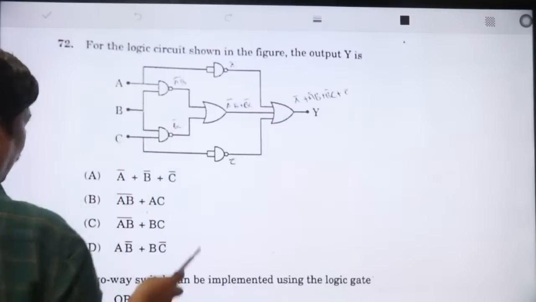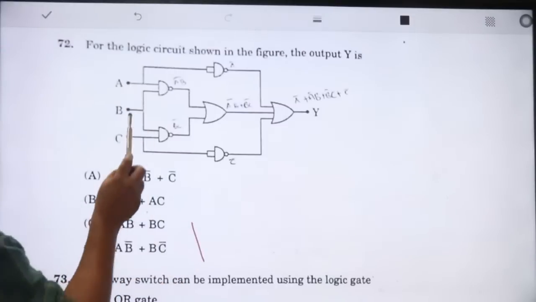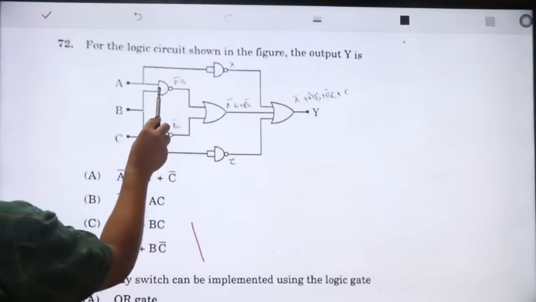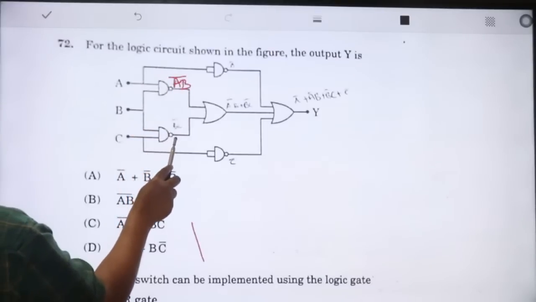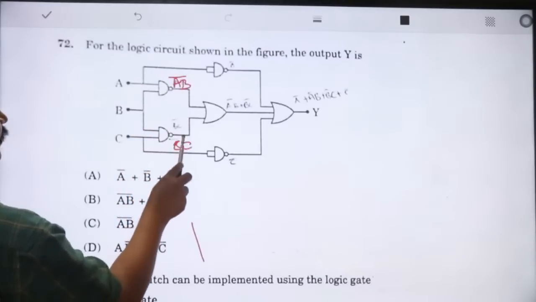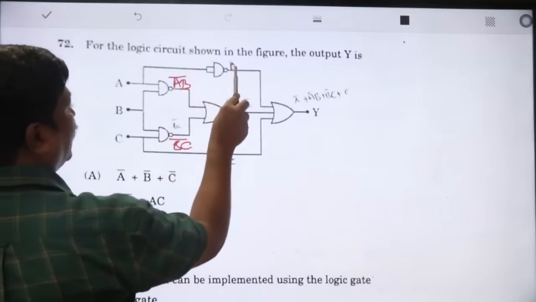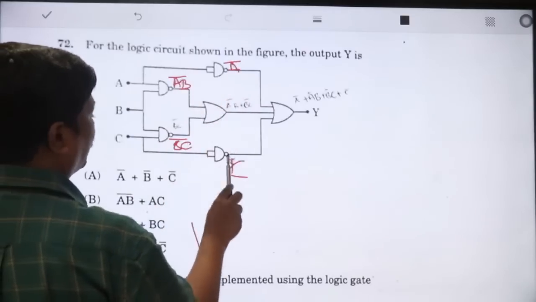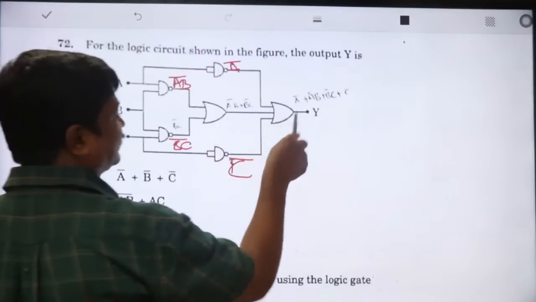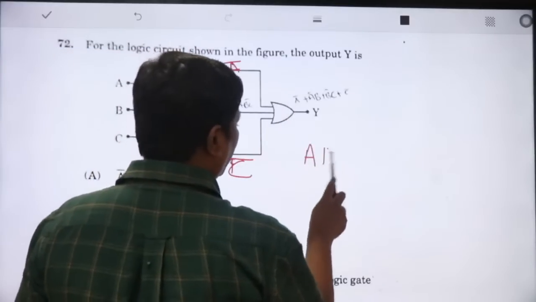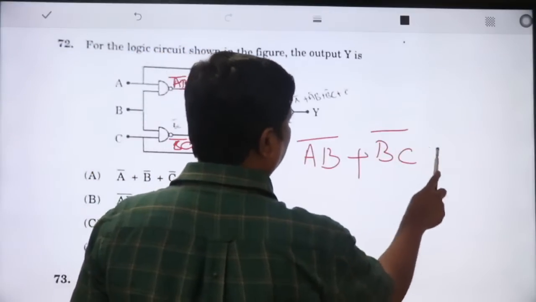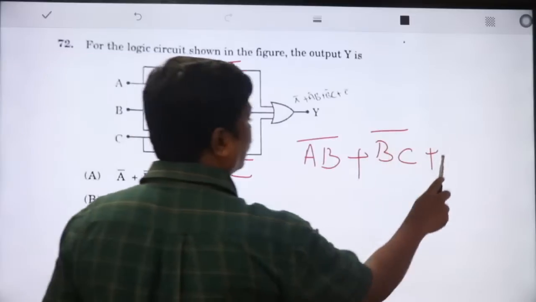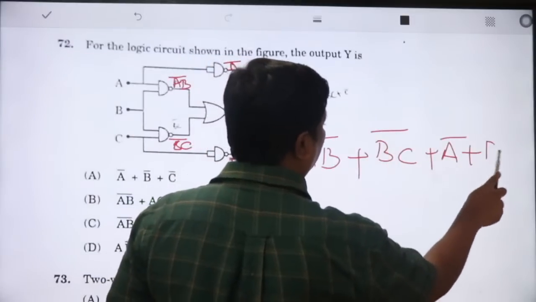Now, what is this one? See here. This is a NAND gate, AB bar. This is a NAND gate, BC bar. What is this one? A bar. What is this one? C bar. So, what is this OR gate? AB bar plus BC bar plus A bar plus B bar.